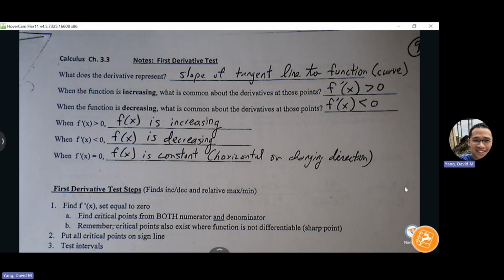Likewise, if f prime is greater than zero, then my function is going to be increasing or rising. And we always read the graph from left to right. So increasing means it's rising from left to right. Decreasing means from left to right, the graph is falling. Okay. When f prime is less than zero, f of x is decreasing. And when f prime is equal to zero, our function is constant, meaning that it's going to experience a horizontal slope, or it is potentially changing direction.